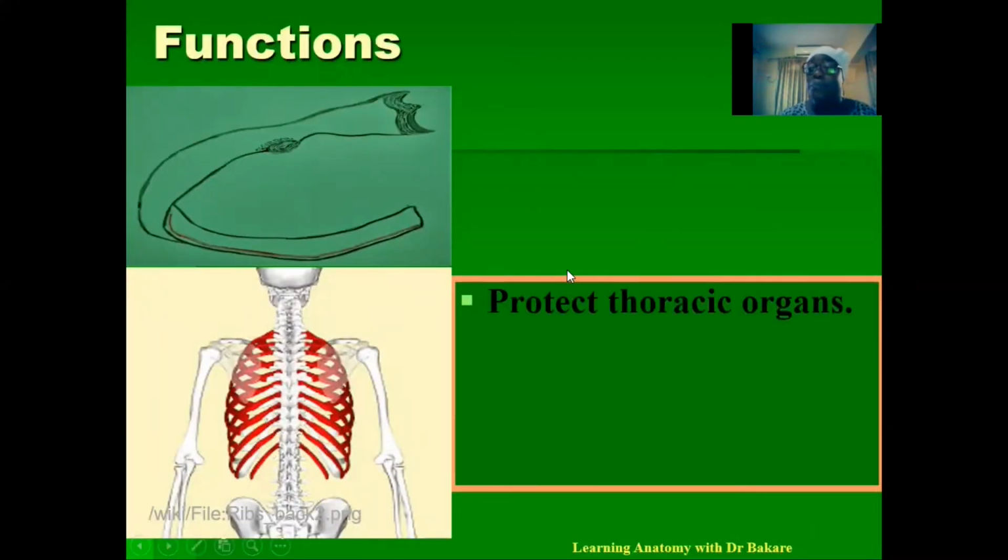The ribs help to protect thoracic organs. Remember when we talked about the thoracic cage, we said that we have the thoracic cavity that is enclosed by the thoracic cage. And of course, within the thoracic cavity, we have vital organs like the heart, the lungs, the great vessels, and also some other structures. The ribs, which take up a major structural component of the thoracic cage, can also be established for this protective function. They also help respiratory activities.